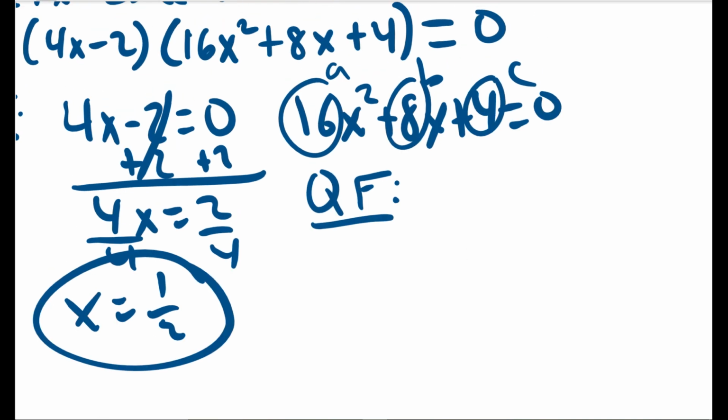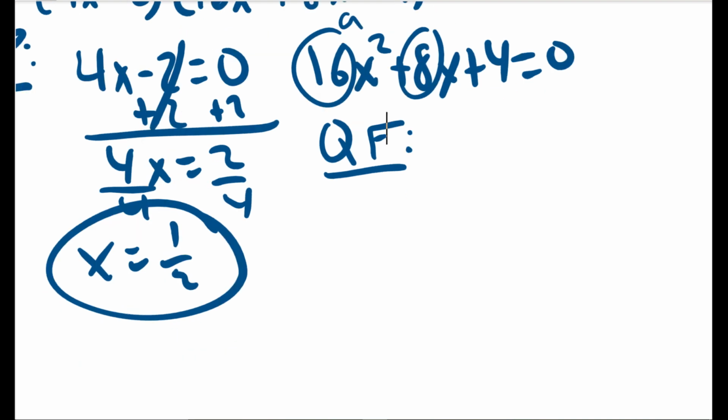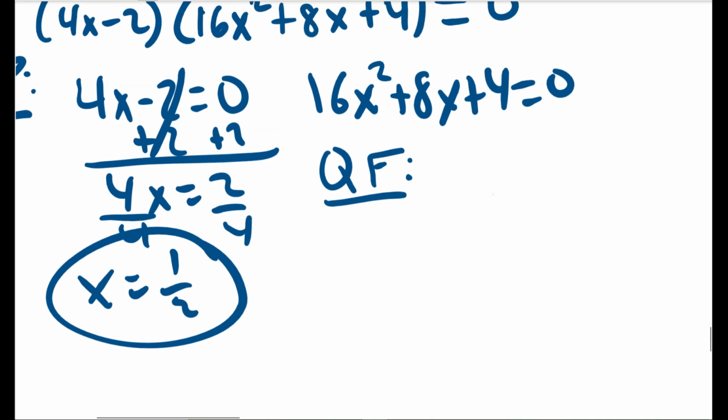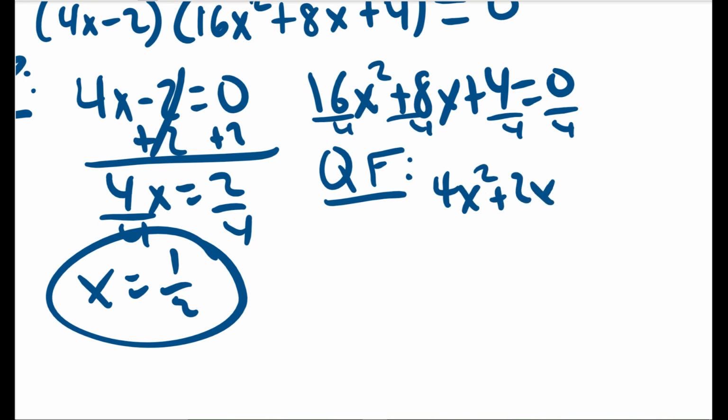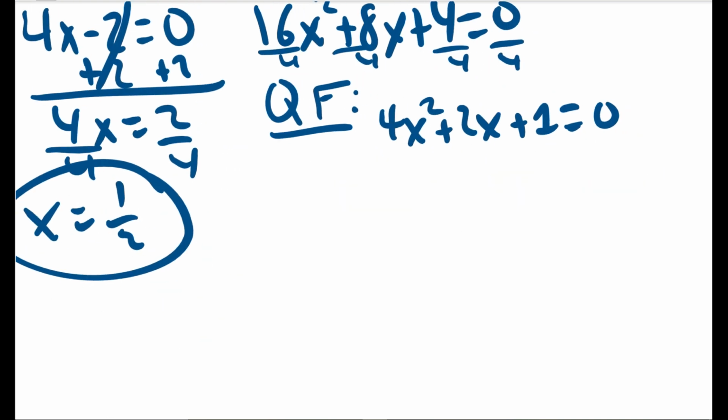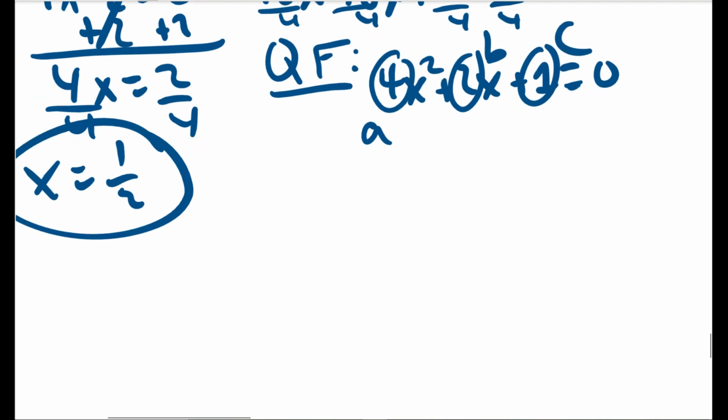Actually, because I know that 4 goes into 16, 8, and 4, I'm going to divide everything by 4. And that will make the numbers smaller so that they're easier to deal with. So this will be x squared plus 2x plus 1, and that will make it simpler. So now I can just use the quadratic formula to get this right away. Notice that the numbers are easier to deal with. A, B, and C. So this simplifies it immensely.